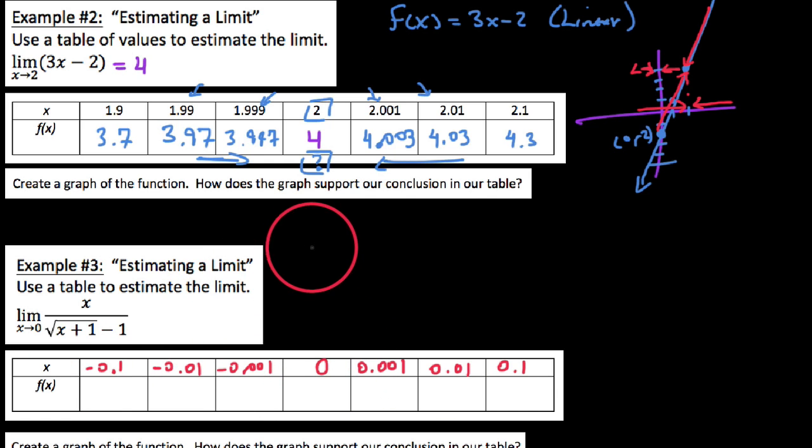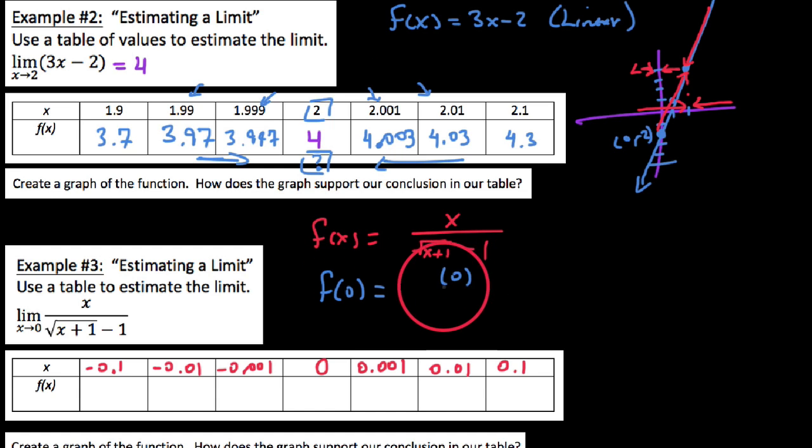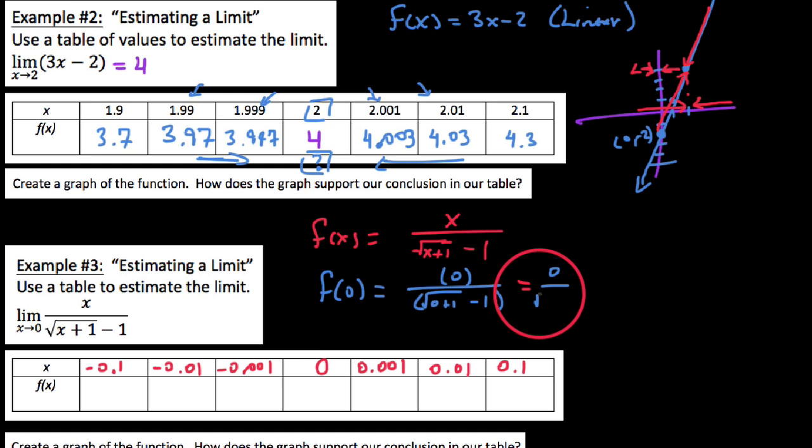Now, one thing that I want to point out is that our function here is actually equal to x over the square root of x plus 1, that quantity minus 1. So if we were to actually plug in 0 here, the interesting thing is we get 0 over the square root of 0 plus 1 minus 1, which actually gives us 0 over the square root of 1 minus 1, which is 0 over 0.